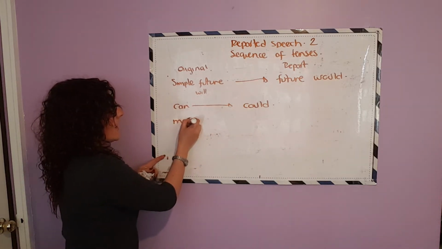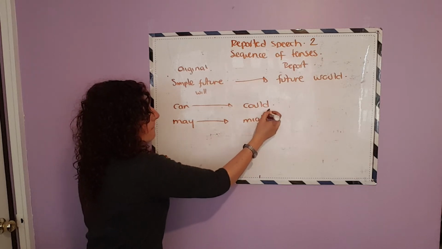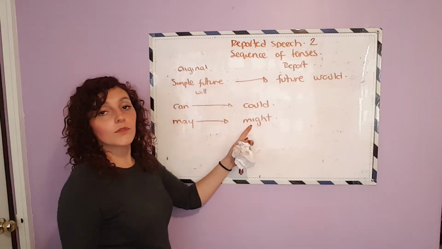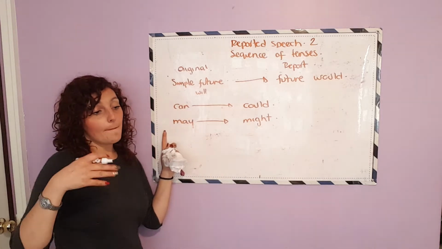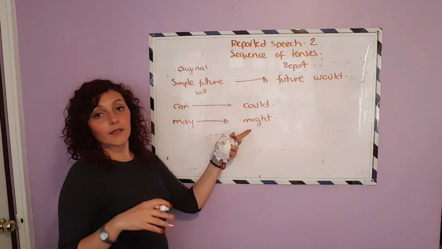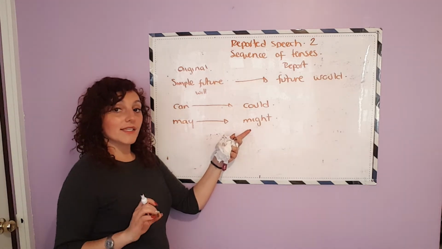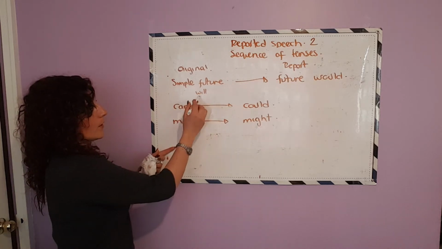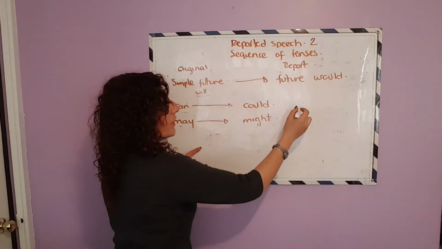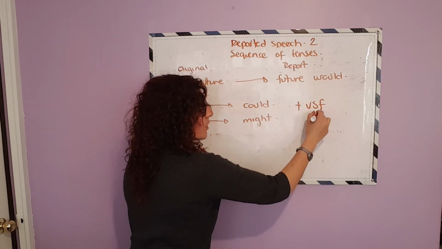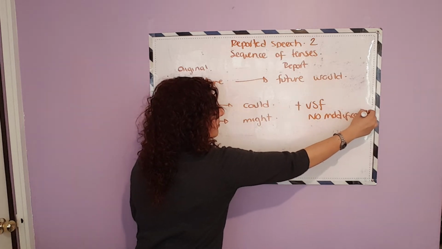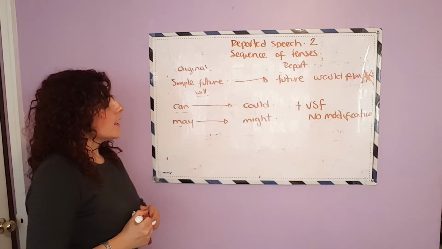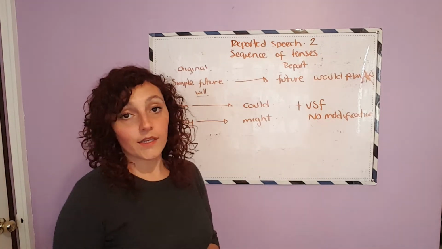Then if you are using may, in your report, you use might, right? I may go to the cinema later today. She said she might go to the cinema later today. My brother and sister may visit me next December. She said her brother and sister might visit her the following December, right? So you can use this in affirmative, negative. Remember, with auxiliaries like will, can, may, might, could, would, you always have to use the verb in simple form. No modification. It's not possible to say, I would played, right?